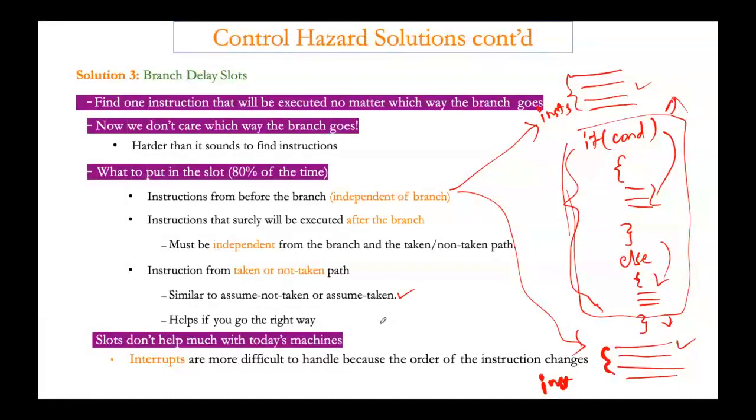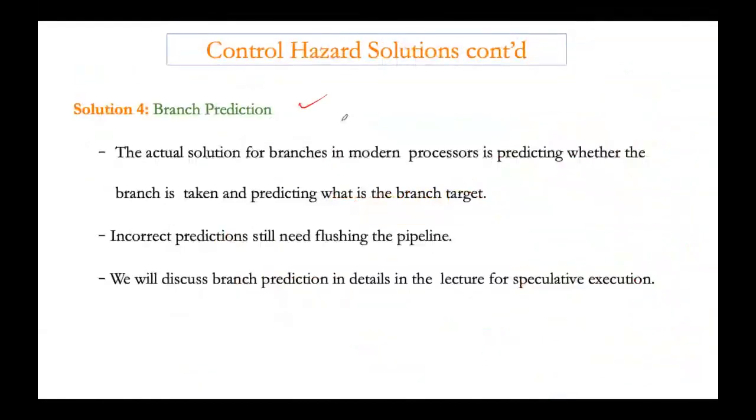But branch delay slots do not help much with today's machines for external or input output interrupts, because these interrupts are more difficult to handle, since the order of the instructions changes based on them. Okay. So another solution is branch prediction.